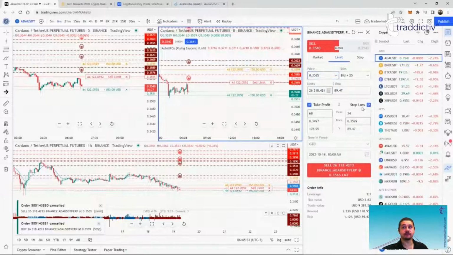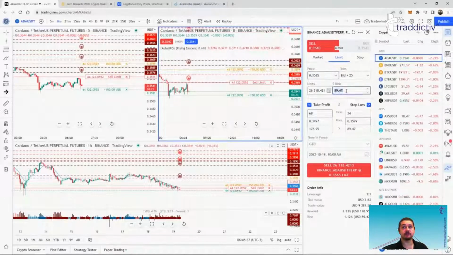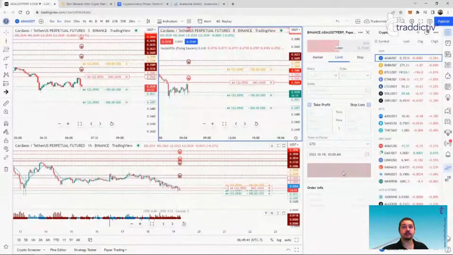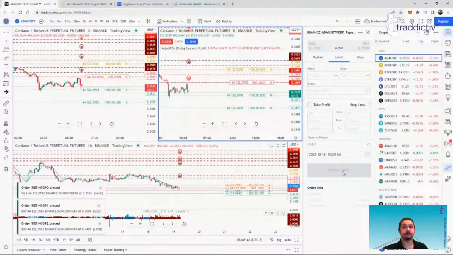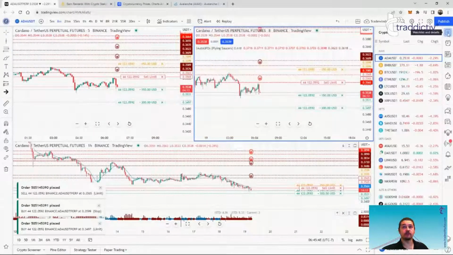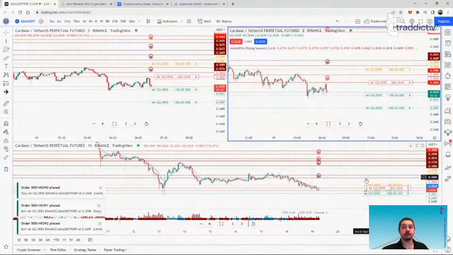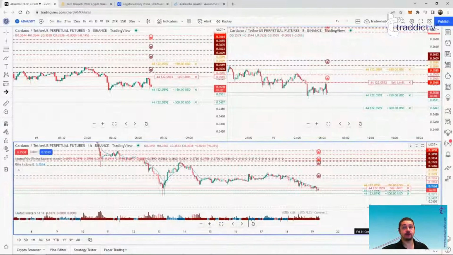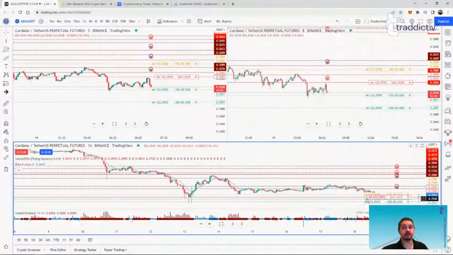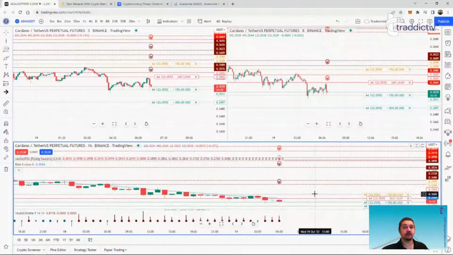03565. Take profit and stop loss stays the same. That's double. Risk is not $89, it's $150. And do the same. All right, so that's our setup on Cardano that we're looking for. Again, we don't have a T2 on Cardano because there's nothing down below that we're seeing here.